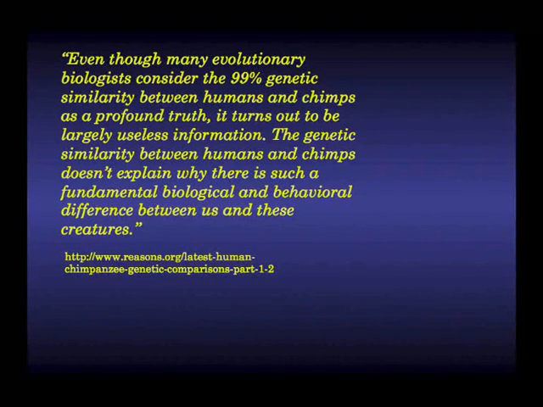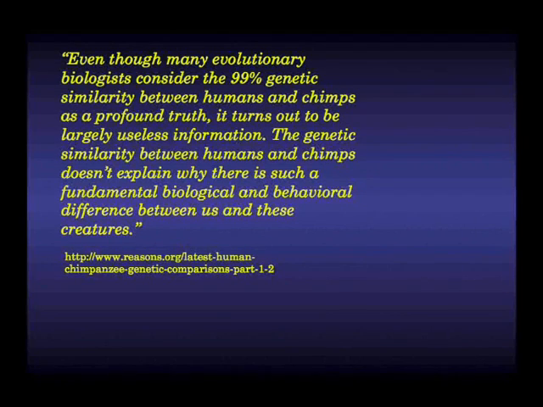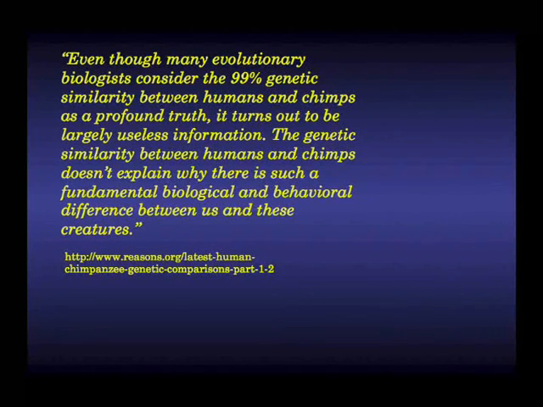Okay, so here's another quote from Reasons to Believe from Rana. It says, even though many evolutionary biologists consider the 99% genetic similarity between humans and chimps as a profound truth, it turns out to be largely useless information. The genetic similarity between humans and chimps doesn't explain why there is such a fundamental biological and behavioral difference between us and these creatures.